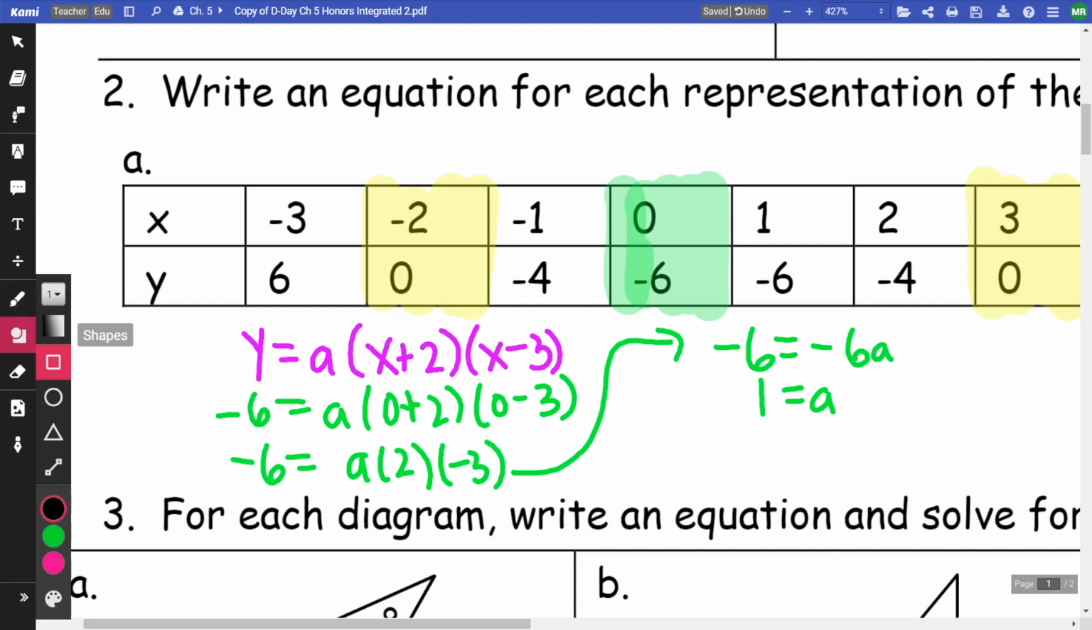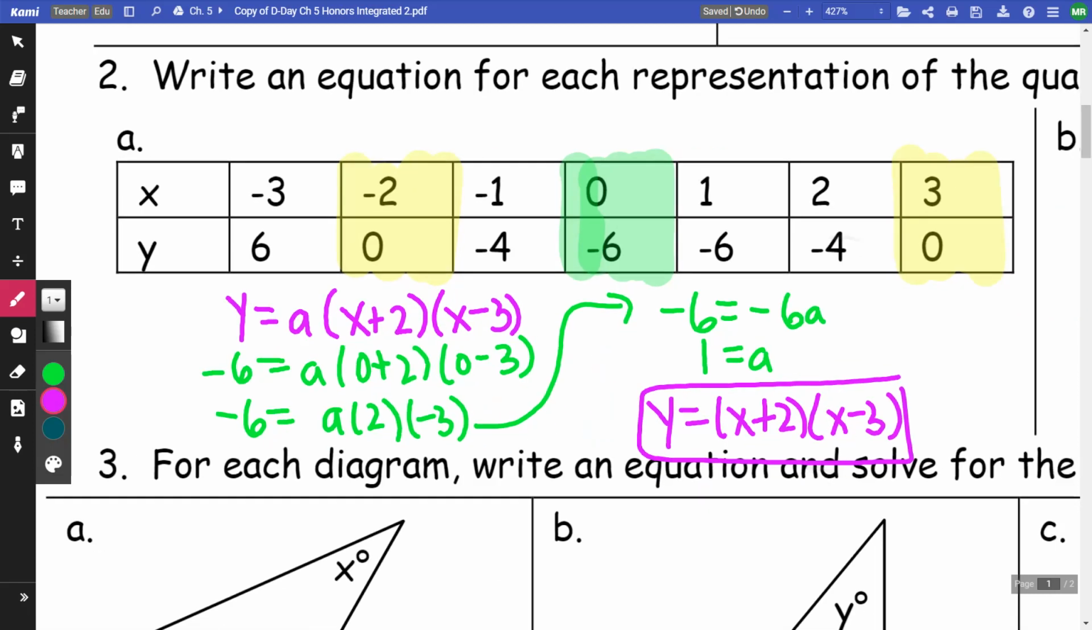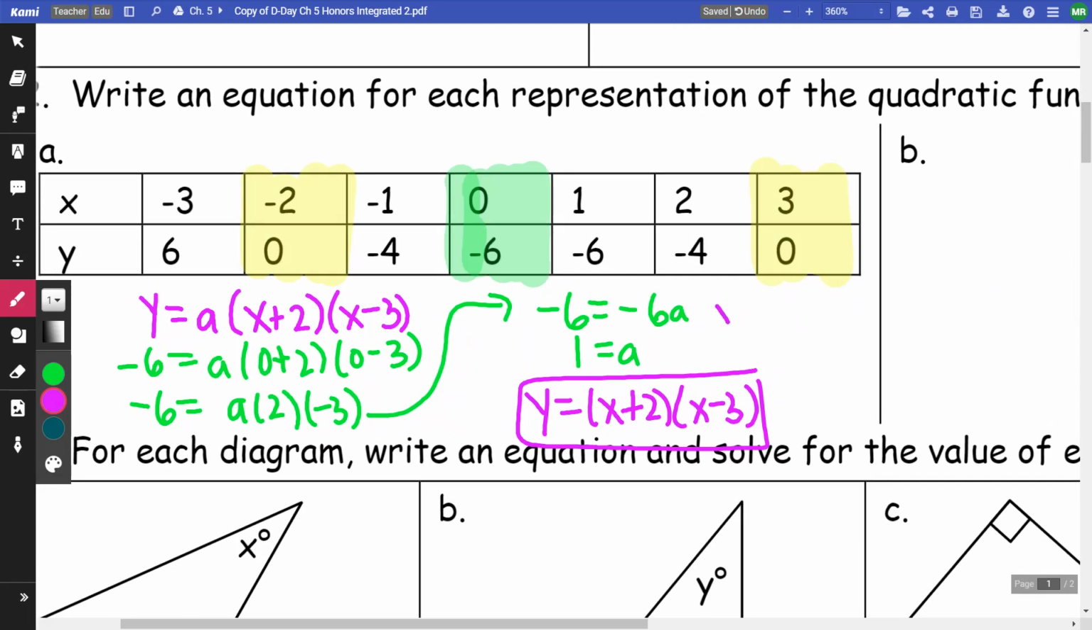So my equation is going to be y equal 1, but I don't need to write the 1, times x plus 2 times x minus 3. That's an acceptable answer. Or I can work that out. And if I was to multiply that out, I'm actually going to get x squared minus x minus 6. These are both the same equation. One's in factor form, one is not.